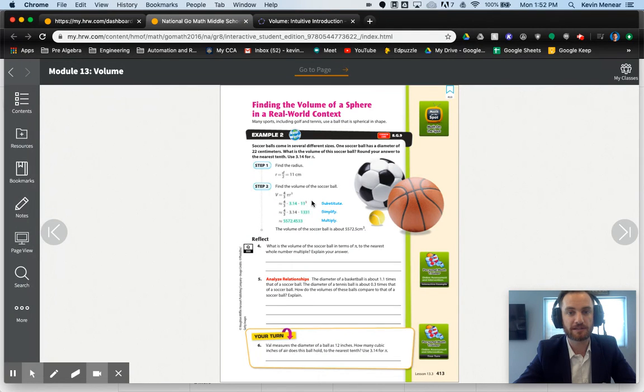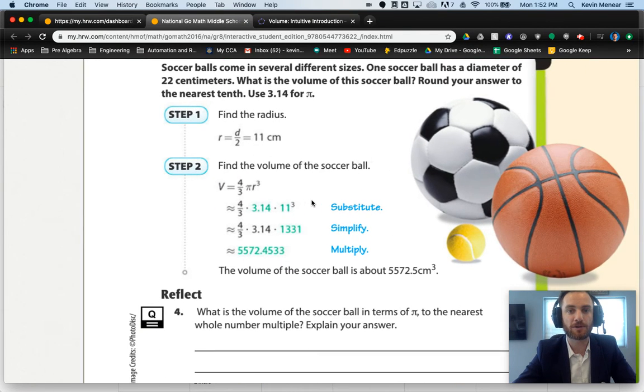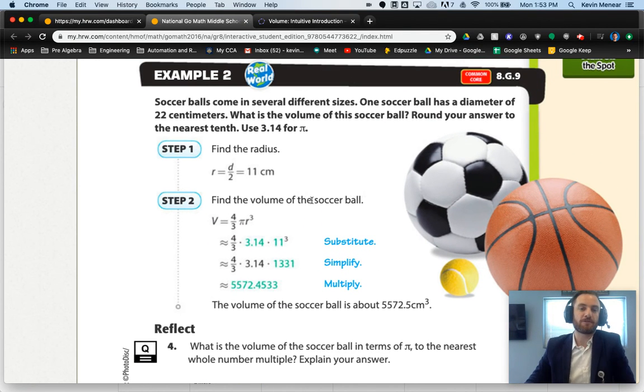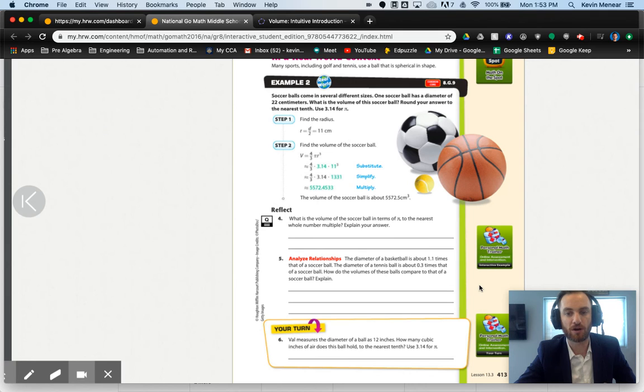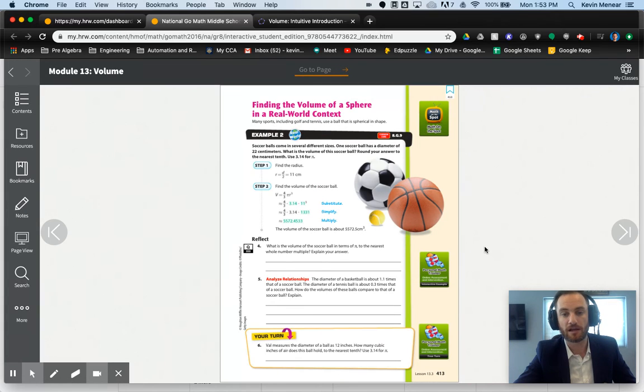So let's see what else they have for us. Well, soccer balls come in different sizes. One soccer ball has a diameter of 22 centimeters. What's the volume of the soccer ball? Okay, first step, find the radius, it's 11. Second step, plug it into the formula. Boom, you're done. At this point, you've now gone through 3 lessons where what you are doing is you're simply getting the dimensions, plugging them into a formula, and solving.